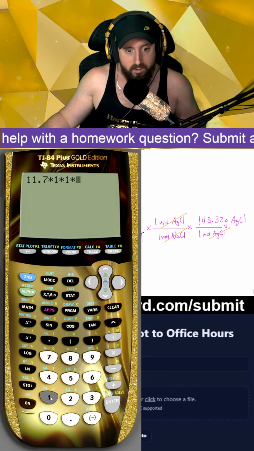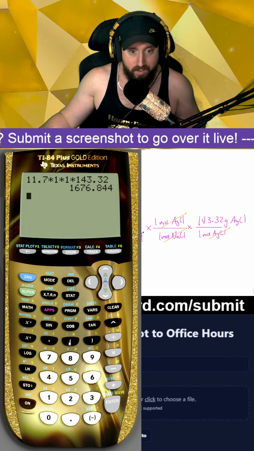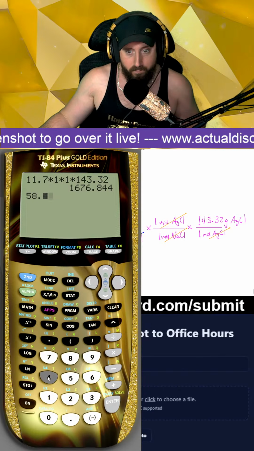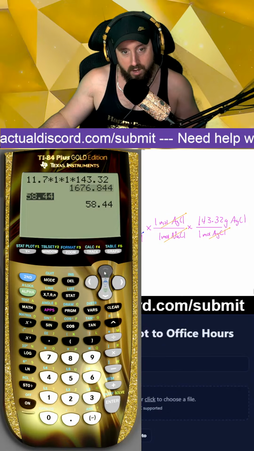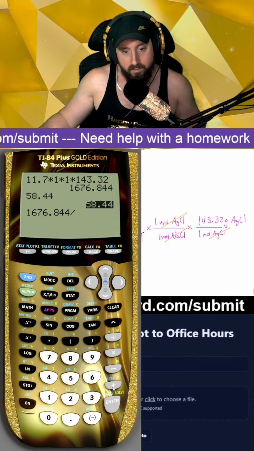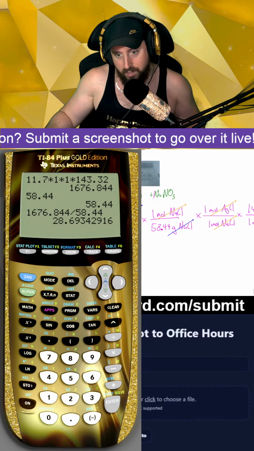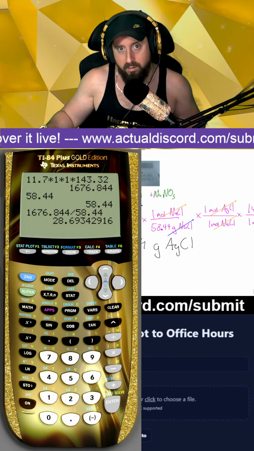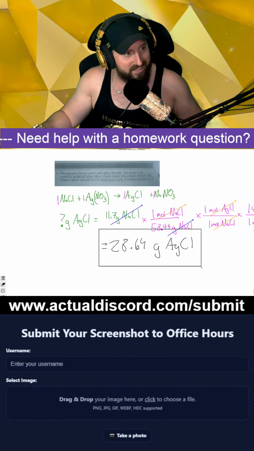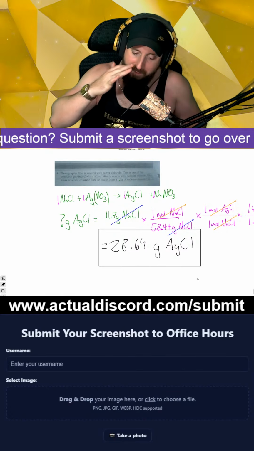So, times 1 times 1 times 143.32. So that's the top. And then we multiply everything on the bottom. So 58.44 times 1 times 1 times 1. So that's just that. And then you do top divided by bottom. And that's going to get us 28.69. Okay, cool. So you should have 28.69 grams of AgCl. Okay, I think that's the answer. Lyric, let me know if that makes sense to you.